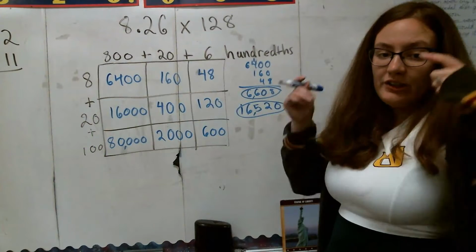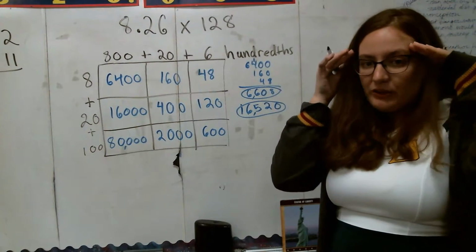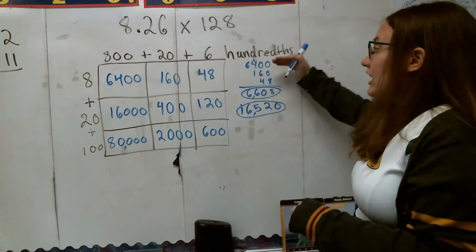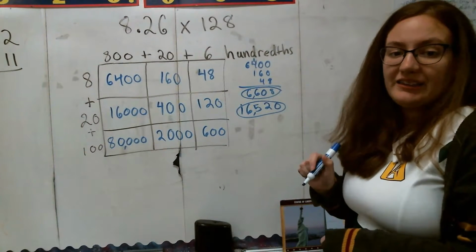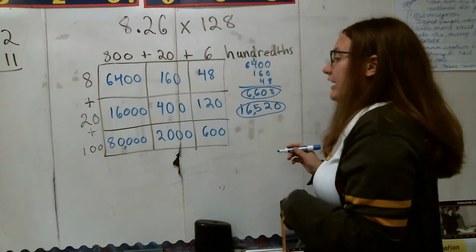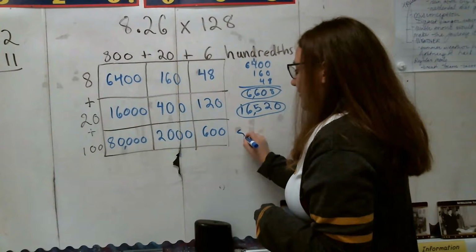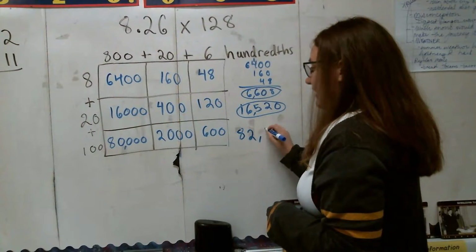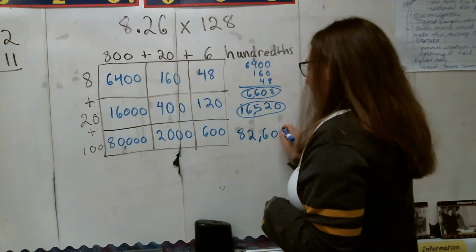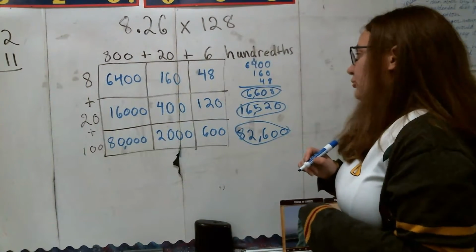For this one, I'm also going to do this problem in my head. I'm lining up those place values in my head. If you need to, you can set these up in a standard algorithm to add them up as well. So I am going to have 2,600 as my third and final partial product.